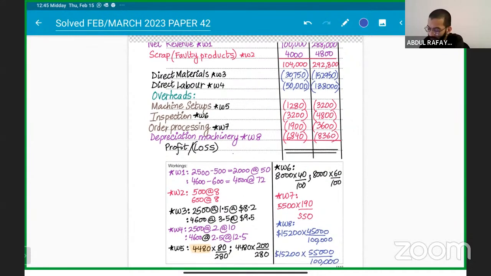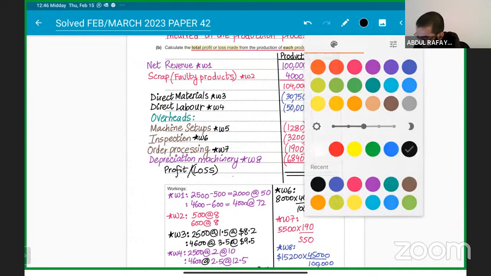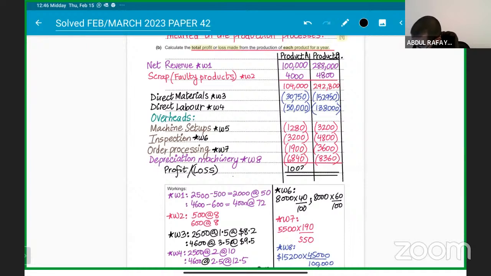सही है. Very good. So 104,000 minus 30,750 minus 50,000 minus 1,280 overhead cost, 3,200 overhead cost, 1,900 and 6,840. So I'm getting 10,030 as the profit, right? Getting it, guys? Clear? So I'm getting $10,030 as the profit for product A.